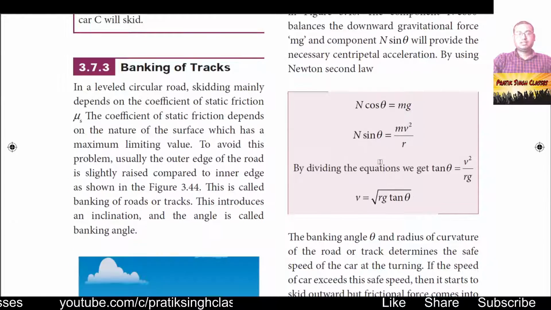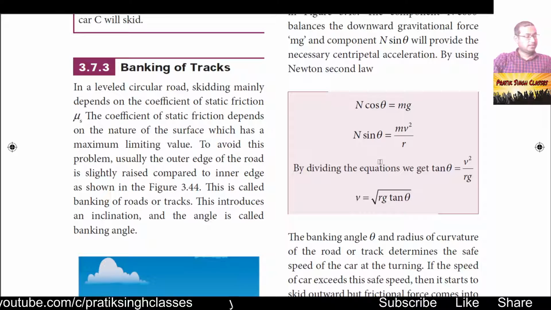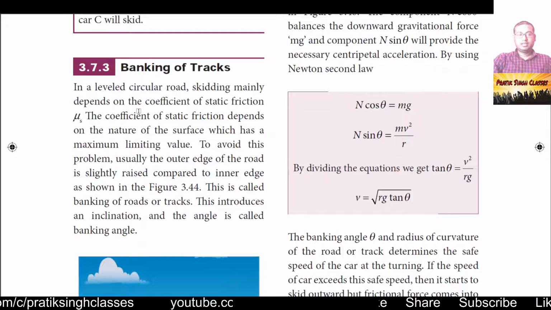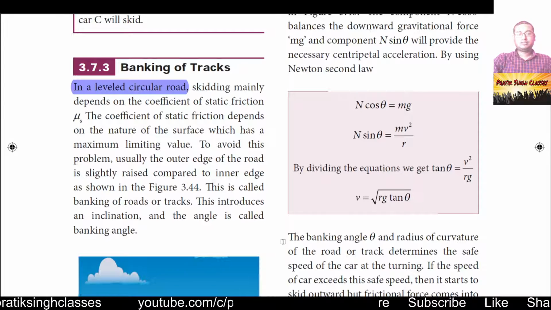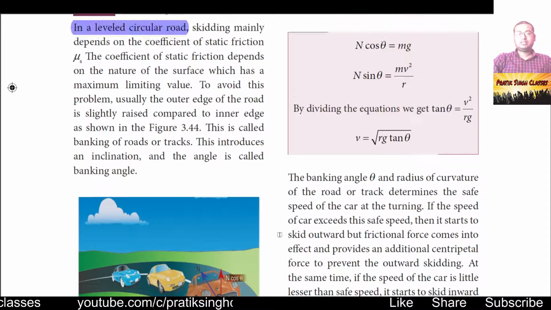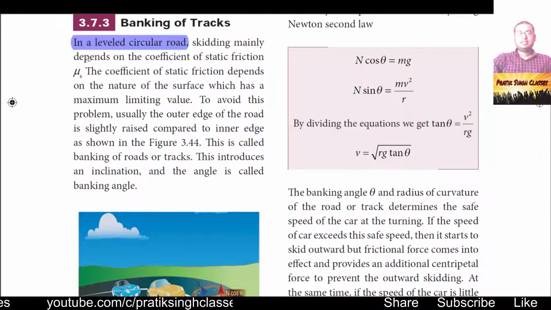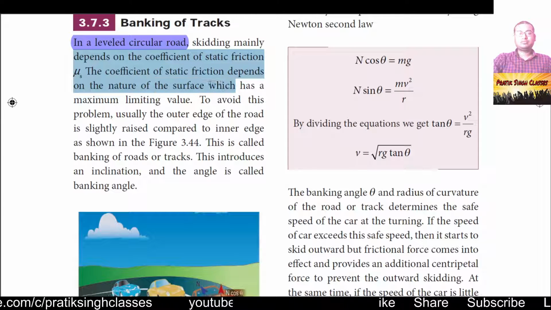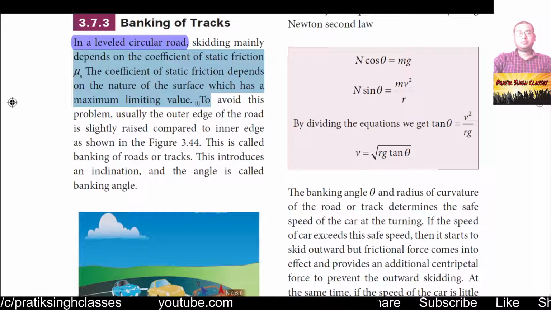Okay, now there comes banking of roads. This is, I think, the last topic. Yes, this is the last topic for unit 3, banking of roads. In a level circular road, level circular road means when it is perfectly horizontal but in circle. Skidding mainly depends on the coefficient of static friction μs. The coefficient of static friction depends on the nature of surface, which has a maximum limiting value.